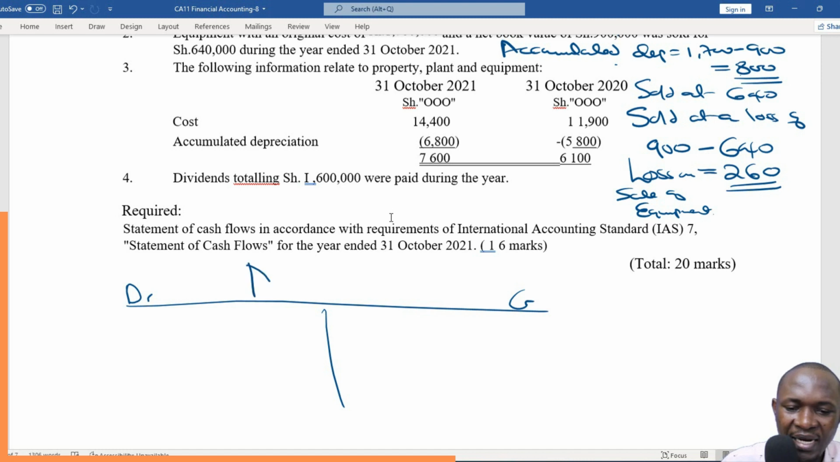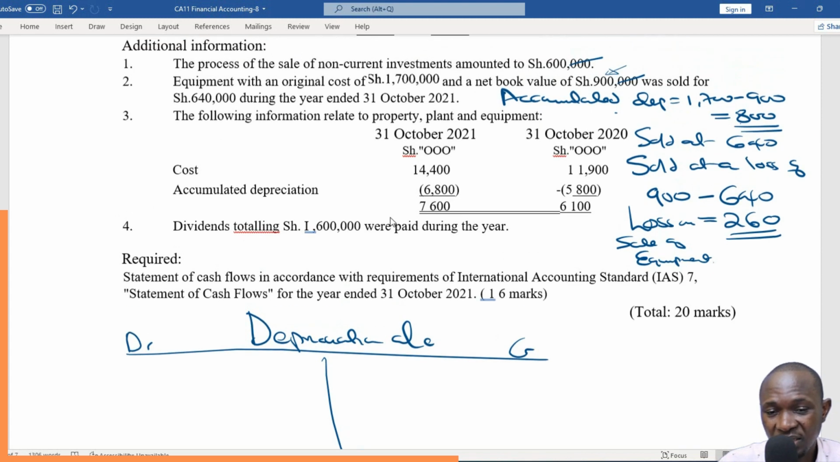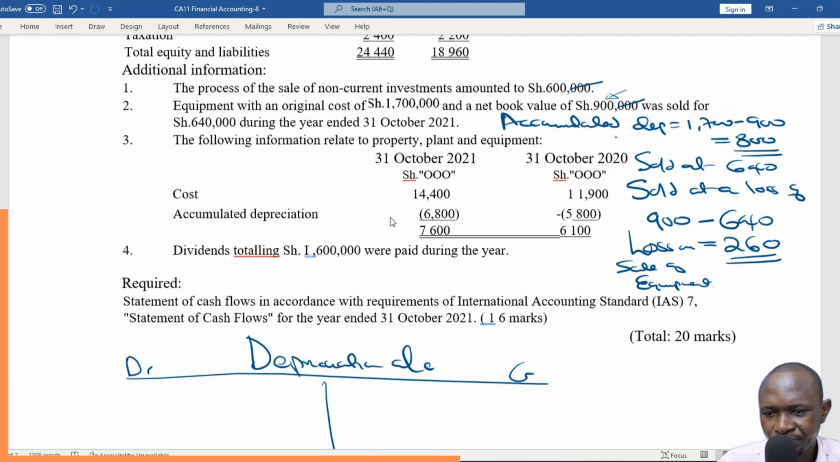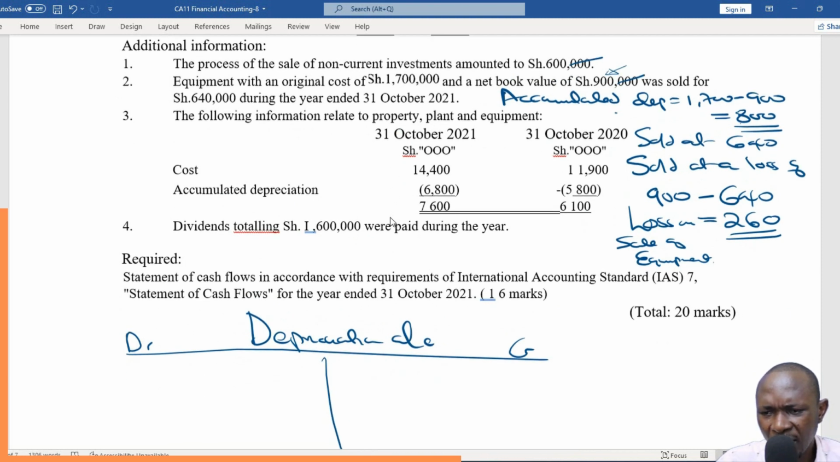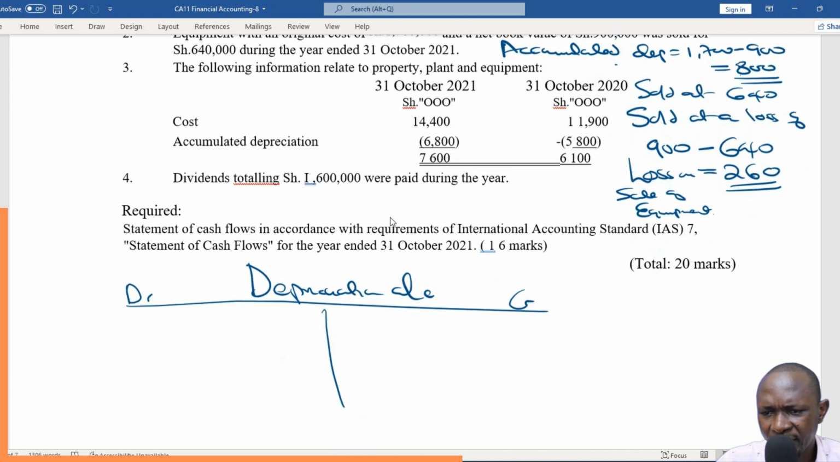So we'll open a depreciation account, and then since depreciation is a liability, basically, to appear as a liability, we will have a balance brought down of 5,800.